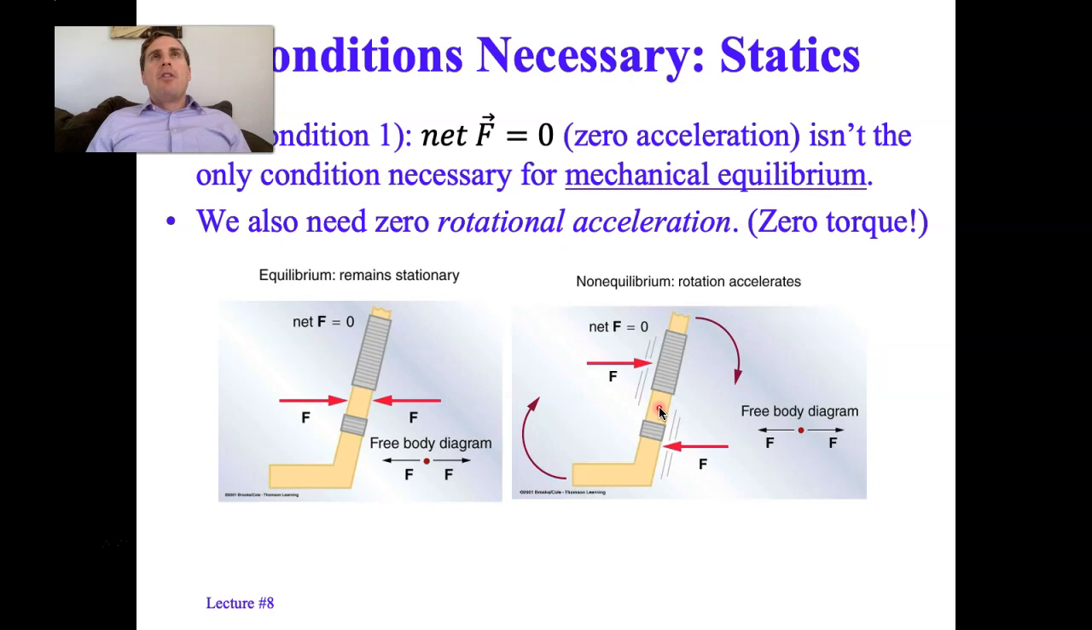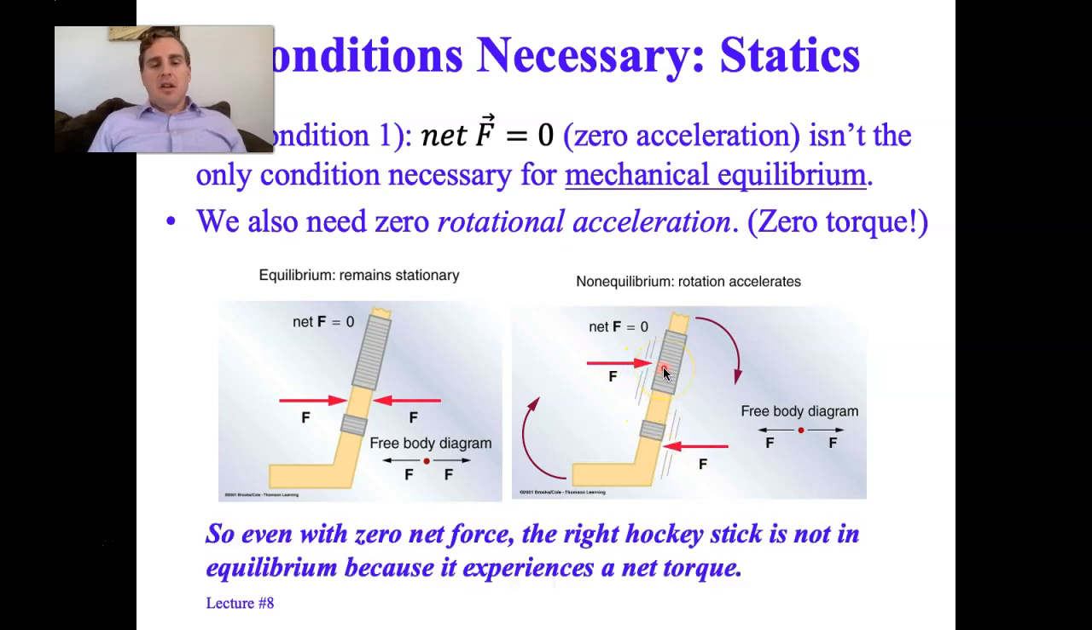Remember, I've mentioned this way back in the momentum chapter, but it bears repeating. Objects that rotate, if not fixed to an axis, rotate about their center of mass if they're free to rotate. But this object does rotate because even though there's no linear force, there is a rotational force. That is to say, you can have zero force, but not zero torque. And when I say zero force, I mean zero net force. In other words, there are forces at play, but those forces are at radial distances from the center of mass. So even with zero force, the hockey stick is not in equilibrium because it experiences a net torque.